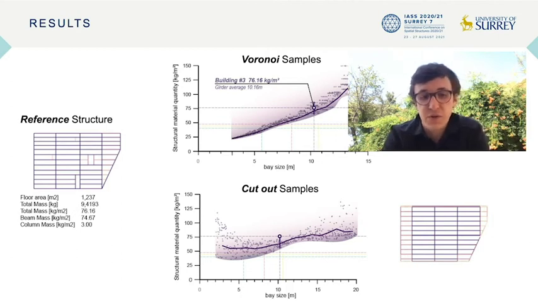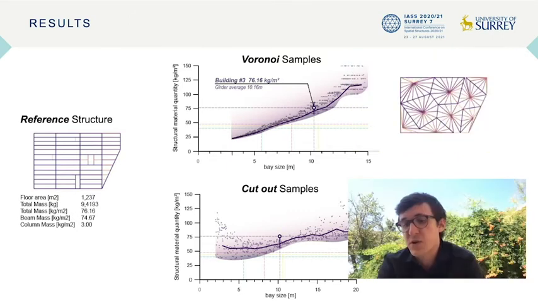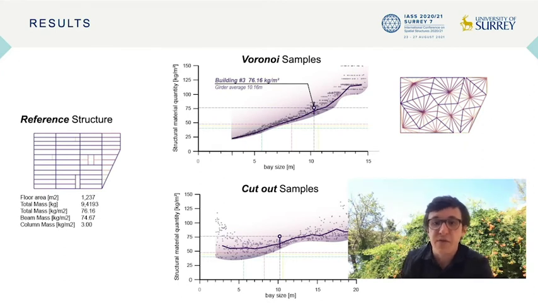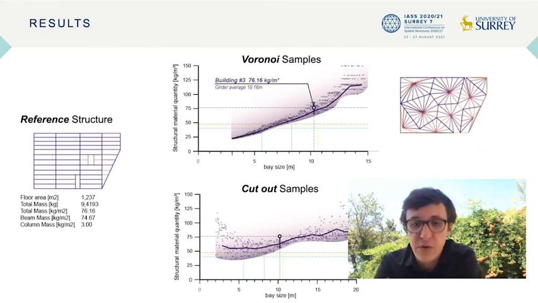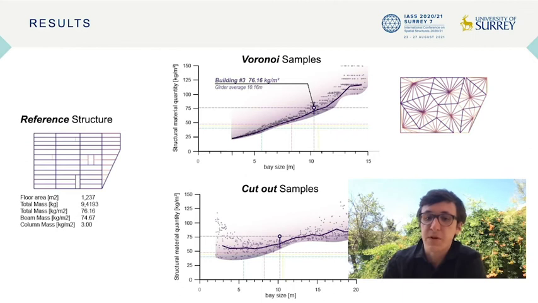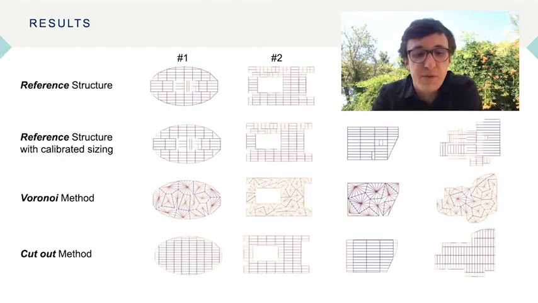Sampling hundreds of different versions of both Voronoi and cutout method beam layouts, we can see that even though the sampling parameters change, the base size can be used for very accurate structural material quantification without knowing the actual structural layout of the building. So here we see, compared to a reference structure, both Voronoi and cutout samples with similar base sizes. We compare the 4 different reference buildings from our database with the reference structure featuring the same beam layout but automated sizing, Voronoi and cutout method.